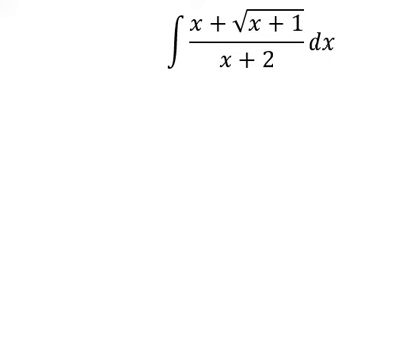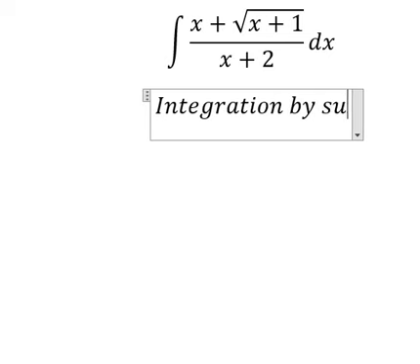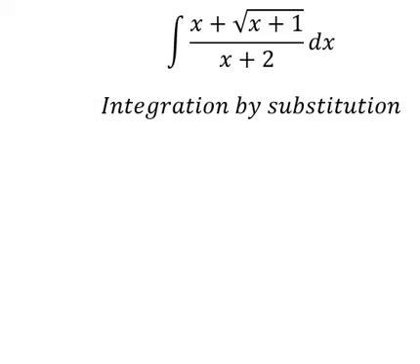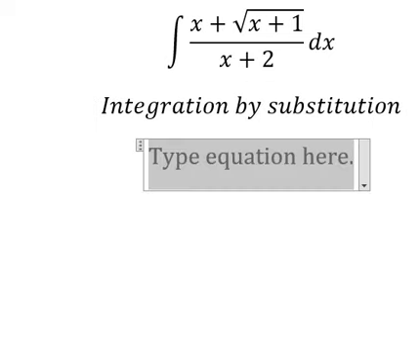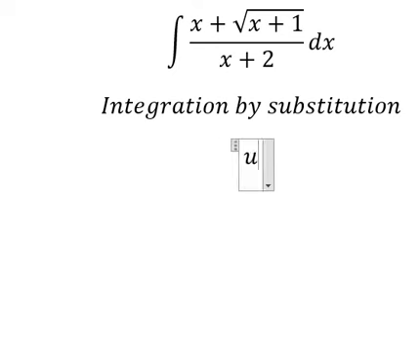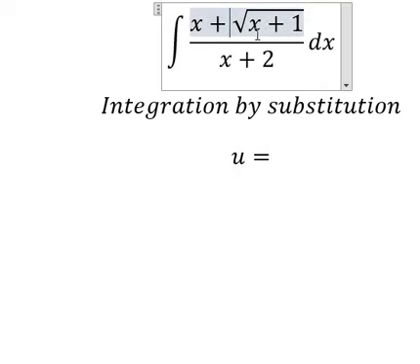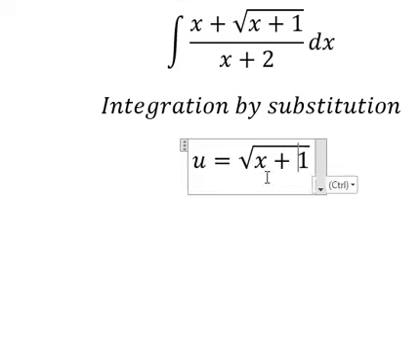The topic today is about integration. So now I will show you how to answer. We need to use integration by substitution. So I will put u equals the square root of x plus 1.